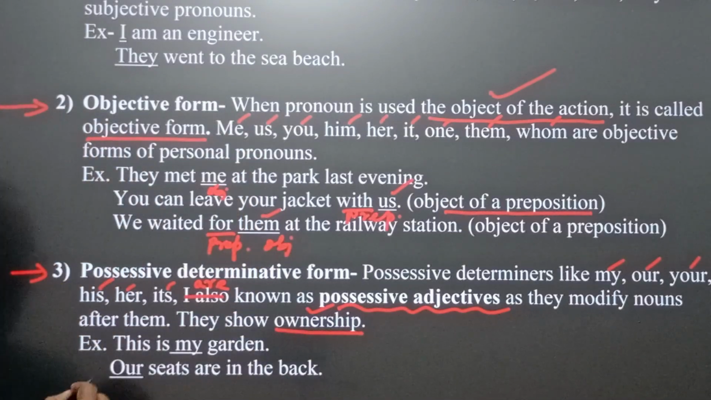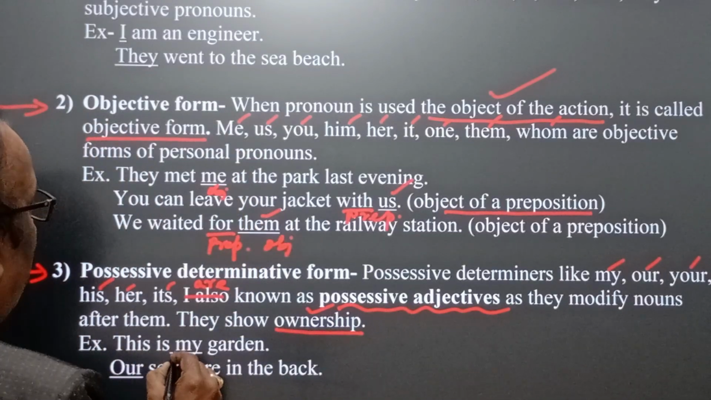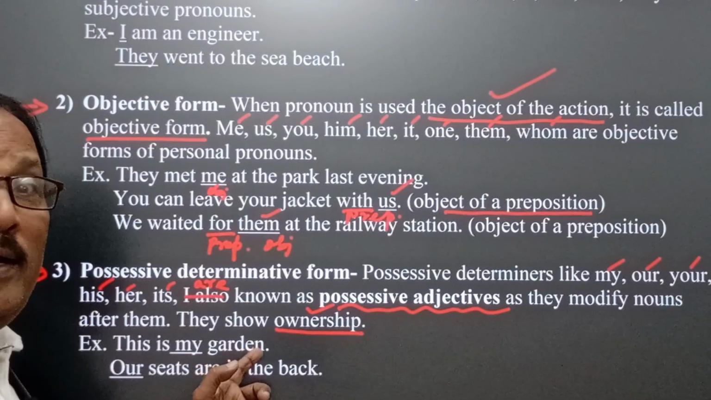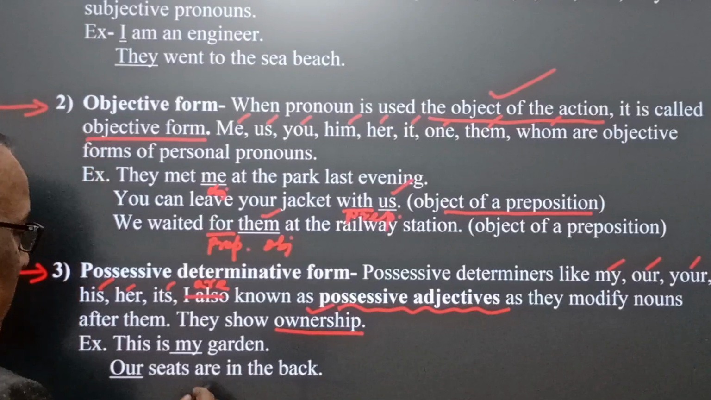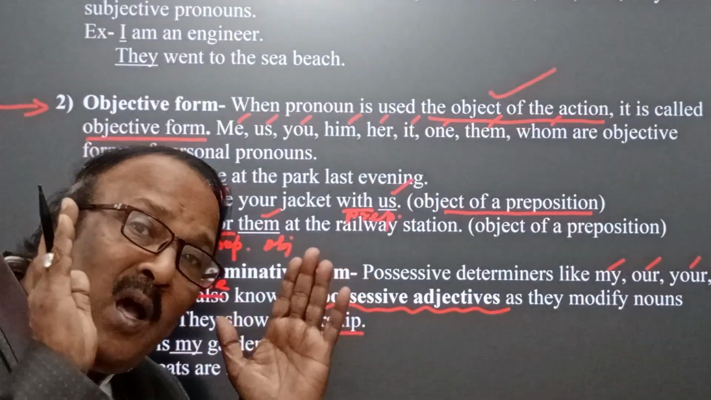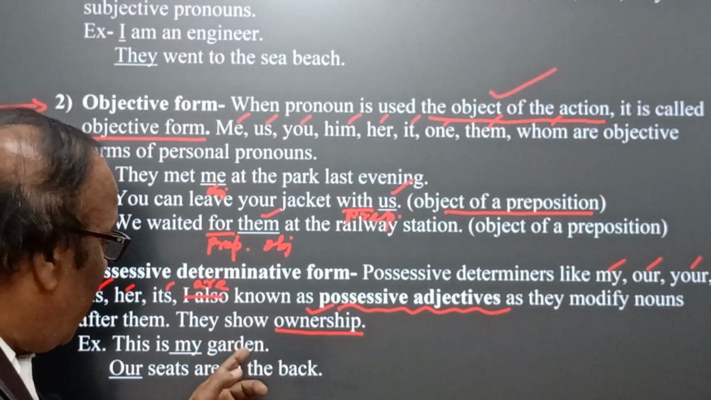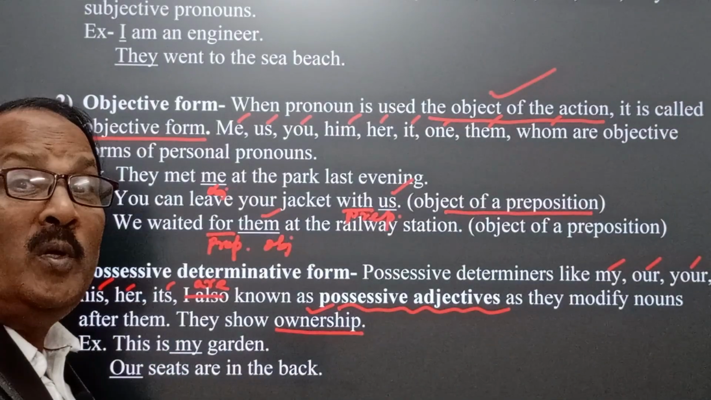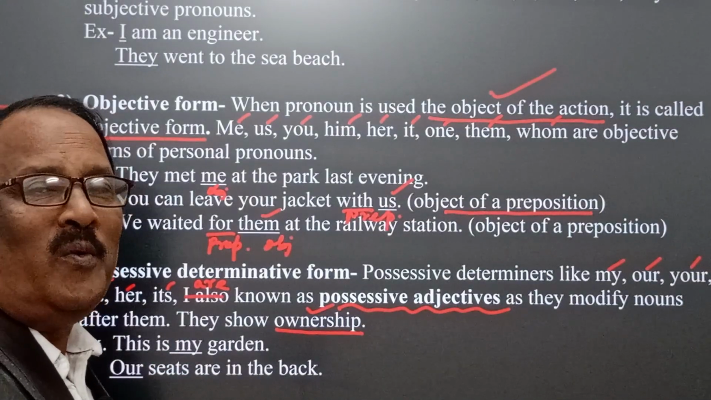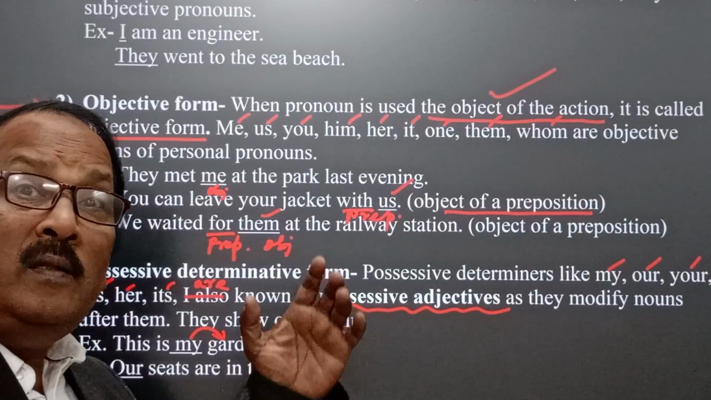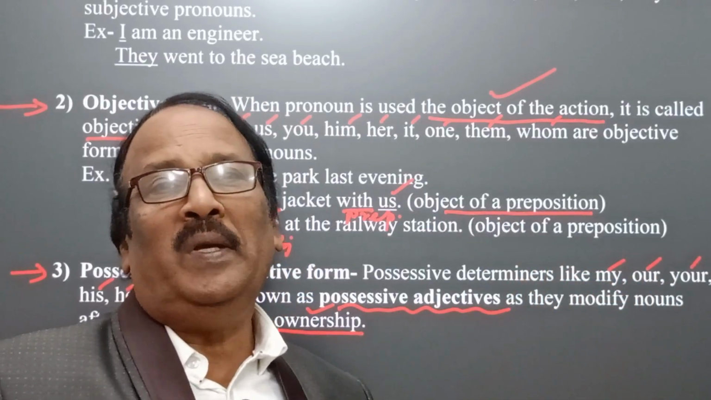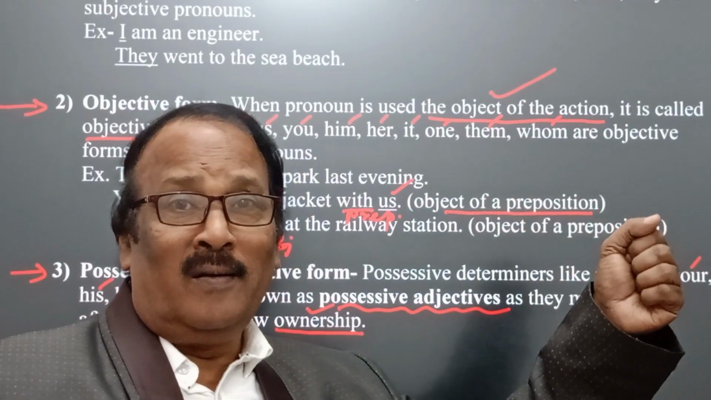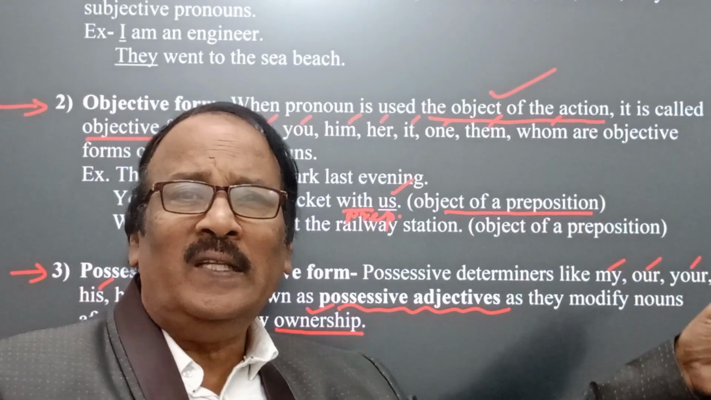How? This is my garden. Here, my is the determinative form of personal pronoun. Garden is the head noun. Yes, my garden is a noun phrase, garden is the head noun, my is the possessive determinative pronoun. It means this garden belongs to me. I am the owner or possessor of this garden.